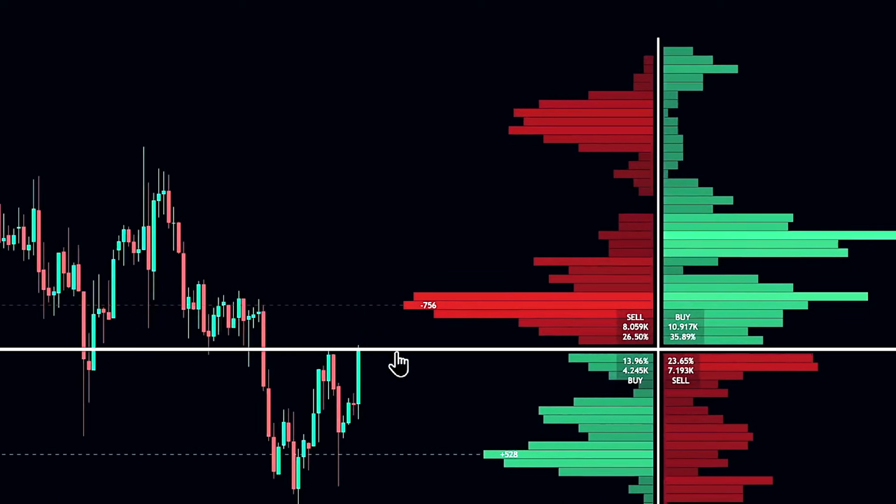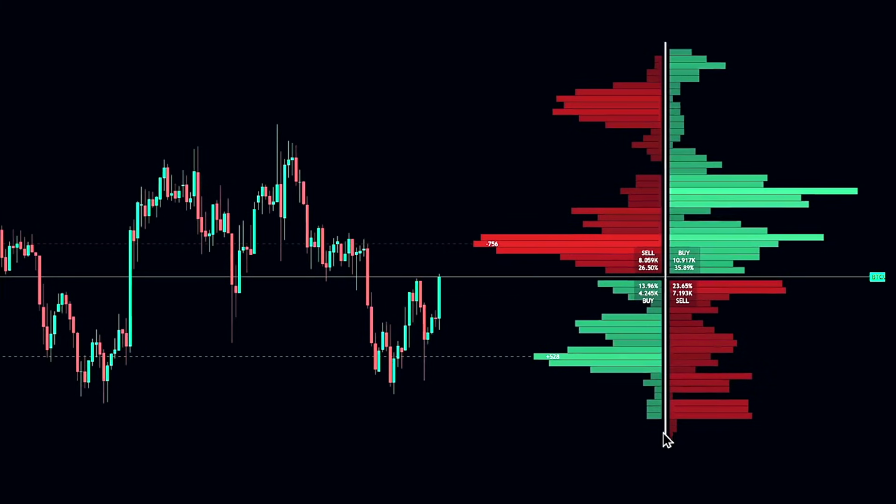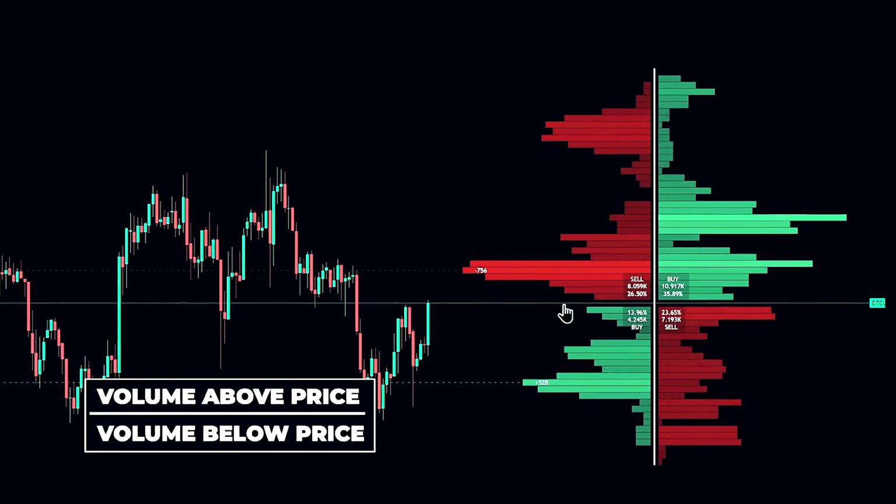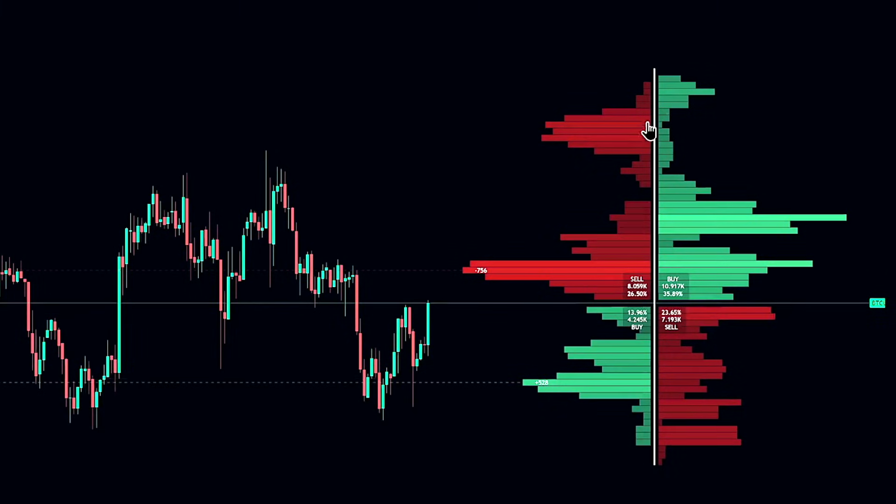This green horizontal line represents the current price of whatever market you're analyzing. The white vertical line splits buy volume from sell volume. That current price line also acts as a divider, separating volume above price from volume below price. When you combine those two lines, you end up with 4 volume quadrants around the current price, hence the name quadrant volume profile.